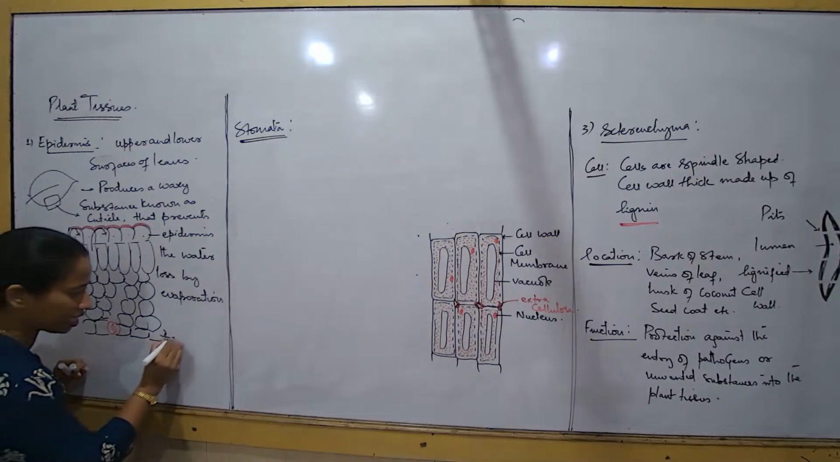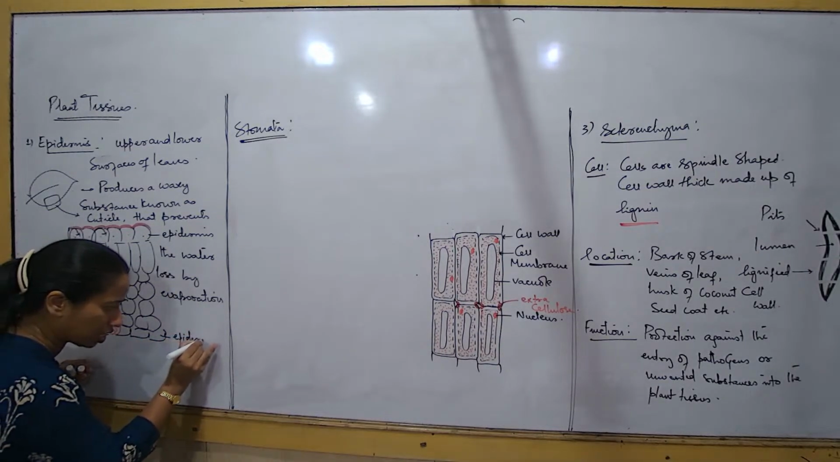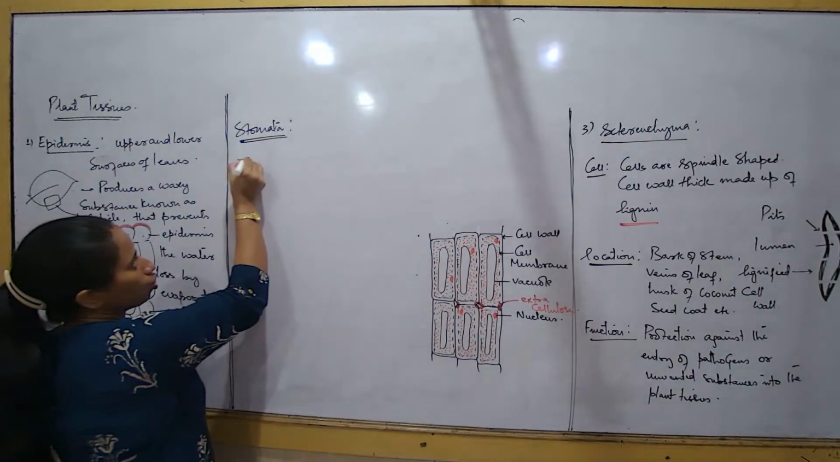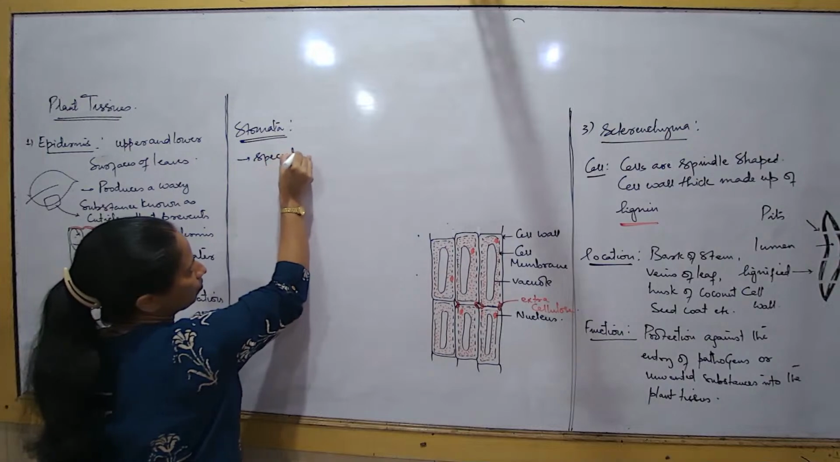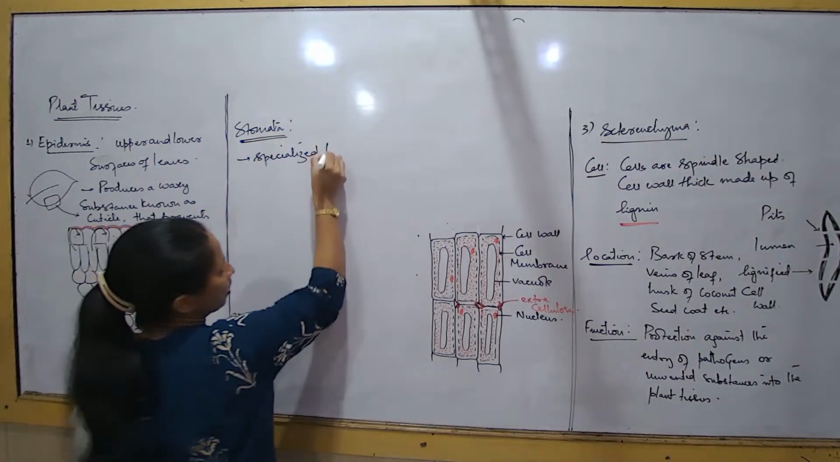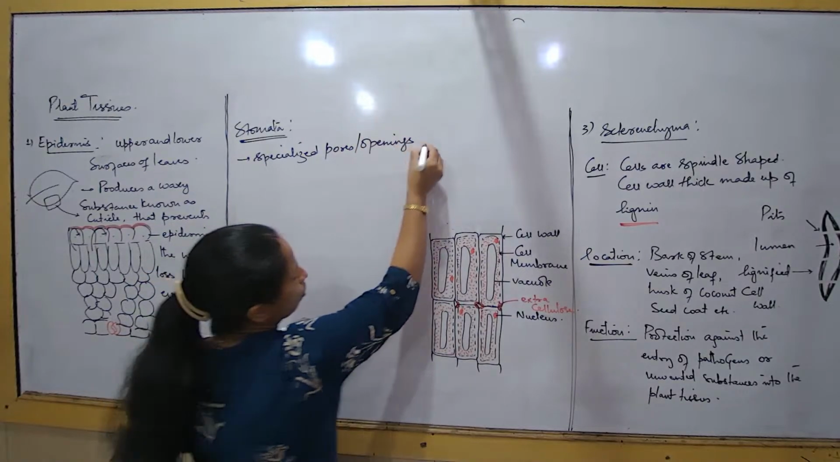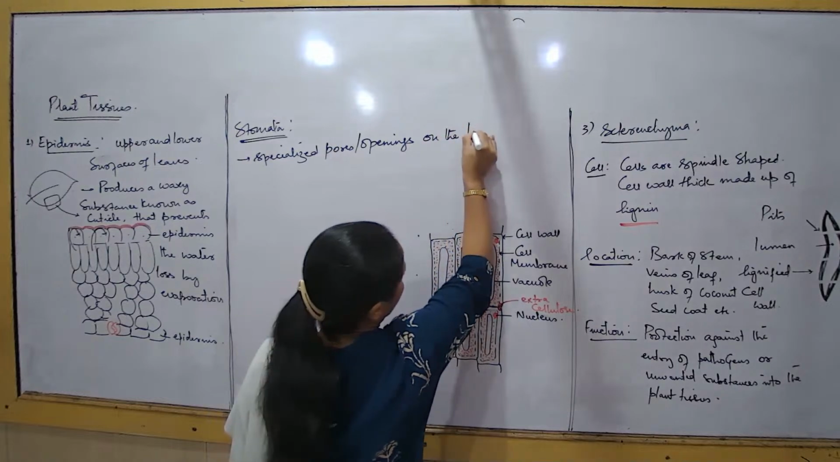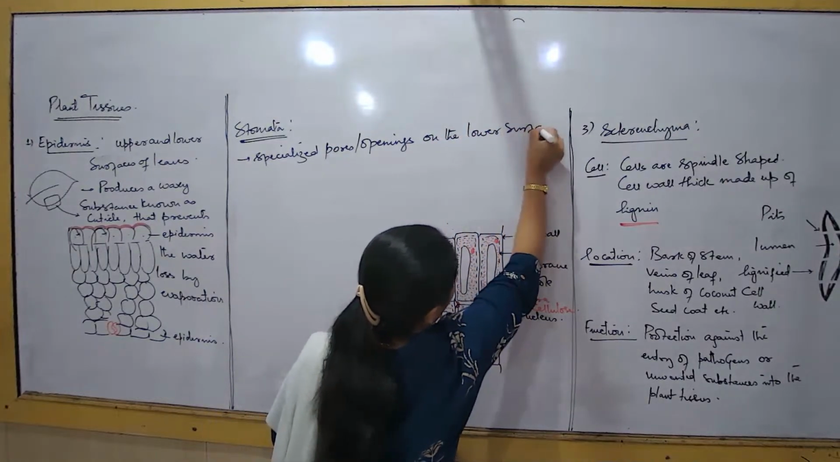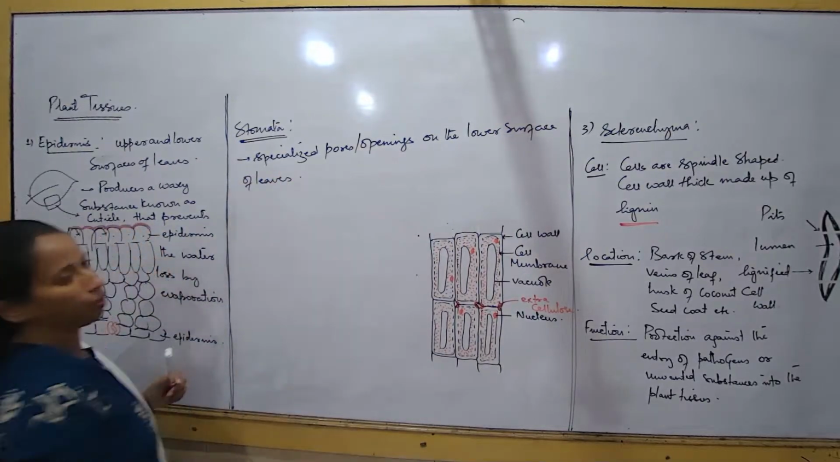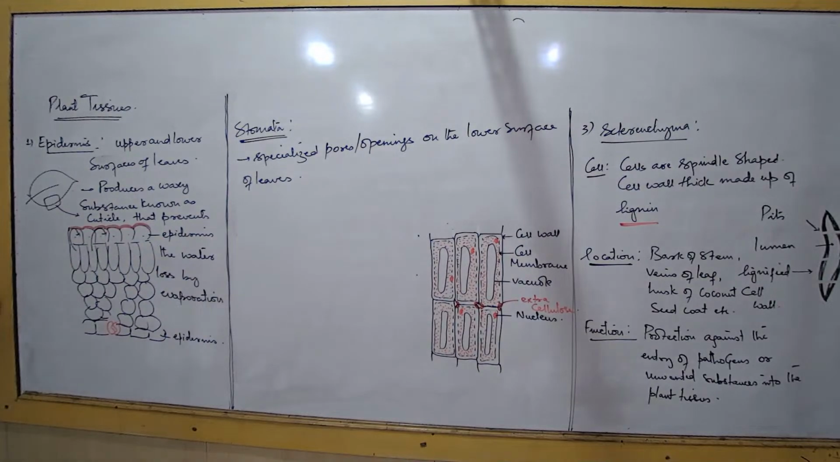What is this layer of cells? This is also epidermis. So in the lower epidermis, specialized pores are known as stomata. What are stomata? Stomata are specialized pores or openings on the lower surface of leaves. So now that we are talking about stomata, what is stomata? These are specialized pores on the lower surface of the leaves.